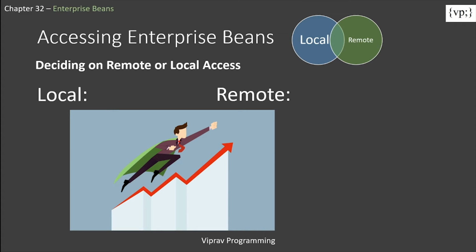As you can see, both accesses have their own strengths and weaknesses. But if you aren't sure which type of access an enterprise bean should have, choose remote access. This decision gives you more flexibility. In the future, you can distribute your components to accommodate the growing demands on your application.